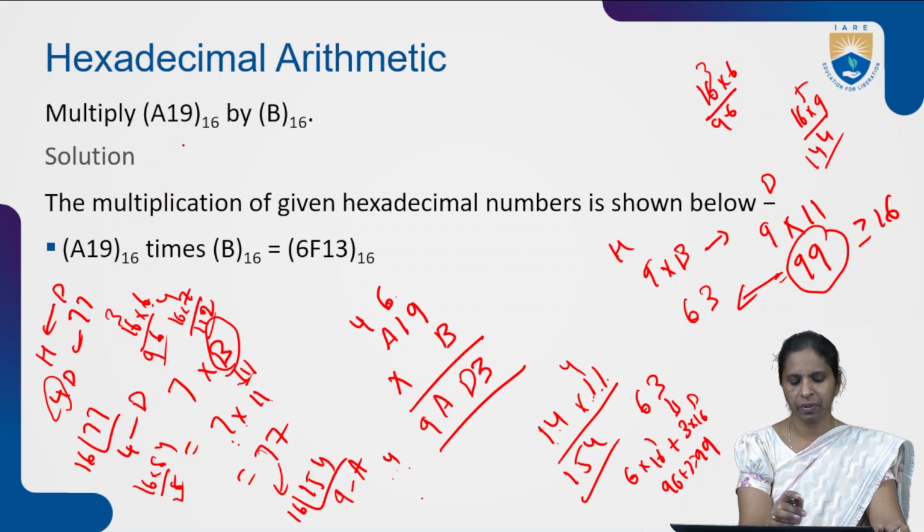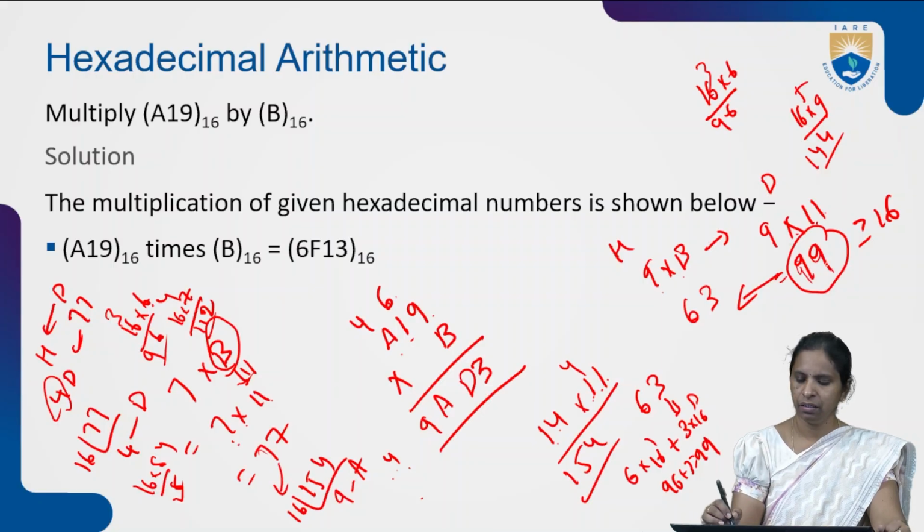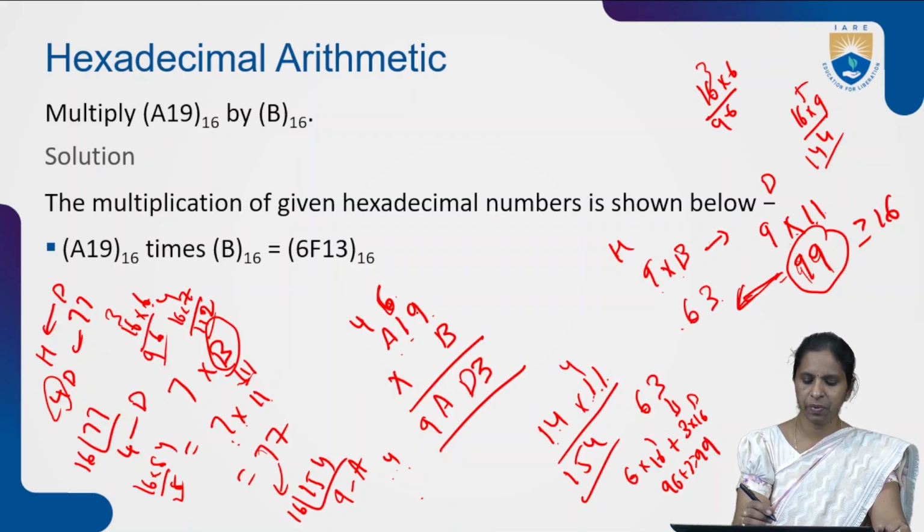How do you perform the multiplication operation here? A1 into 9B. First you are multiplying 9 into B. So 9 into B is nothing but 11 into 9, that is 99. 99 in the hexadecimal number is 63. So write down here 6 as the carry and 3 here. Then here B into 1. So what is B into 1? Nothing but B. So B plus 6.